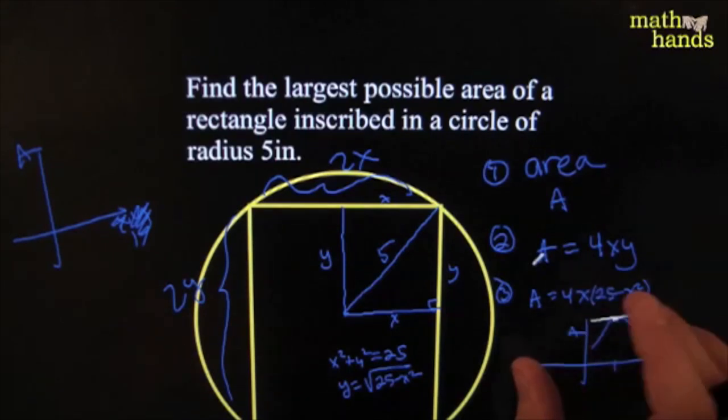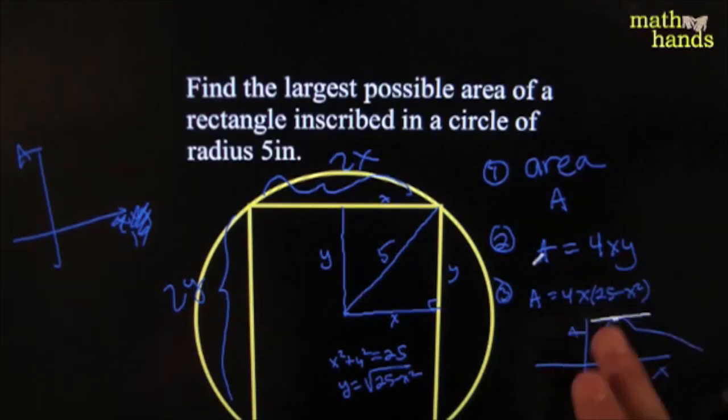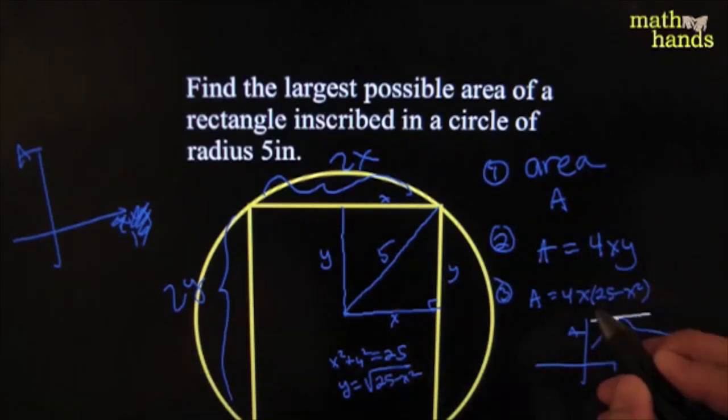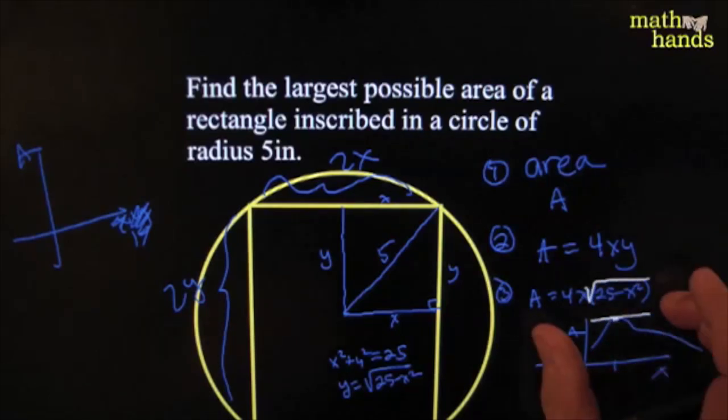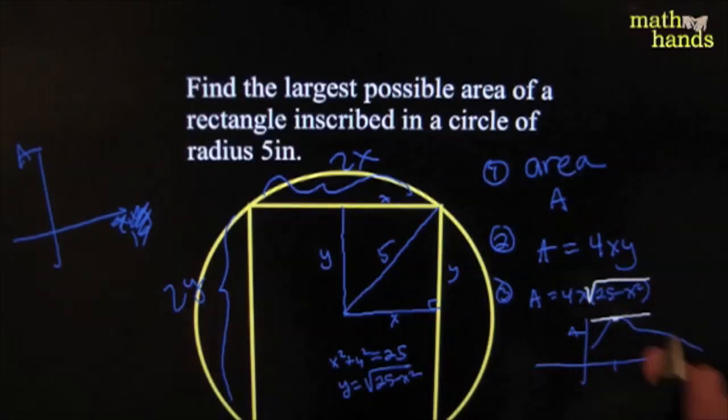Alright, let's do it. Talk is cheap. I got 4x, 25 minus x squared. Oh, I think I forgot the square root, right? Nobody said anything. What, do you guys sleep or what? Square root of 25 minus x squared.